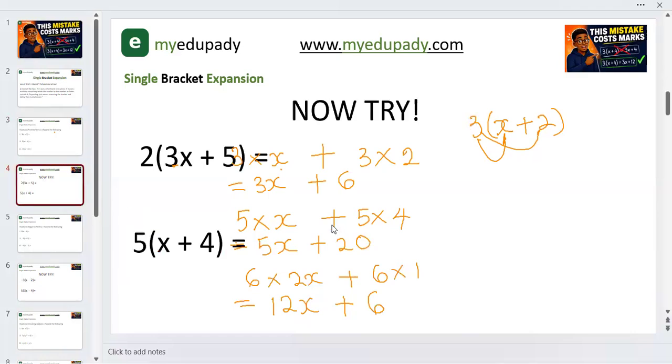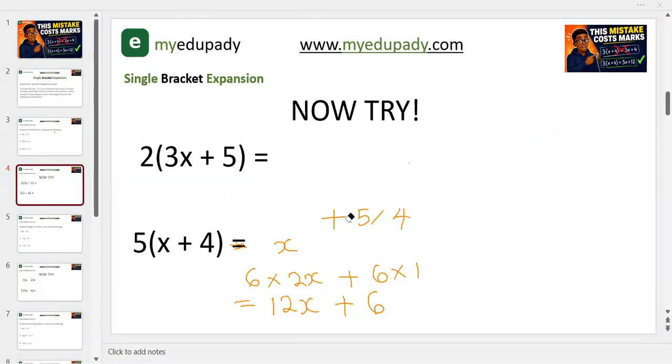So I want you to try out this expansion. I'm going to wait for a couple of seconds, and let's see if you have your answer. I'm going to be counting 1 to 10. For the first one, 1, 2, 3, 4, 5, 6, 7, 8, 9, and 10. All right, so let's take a look at it together.